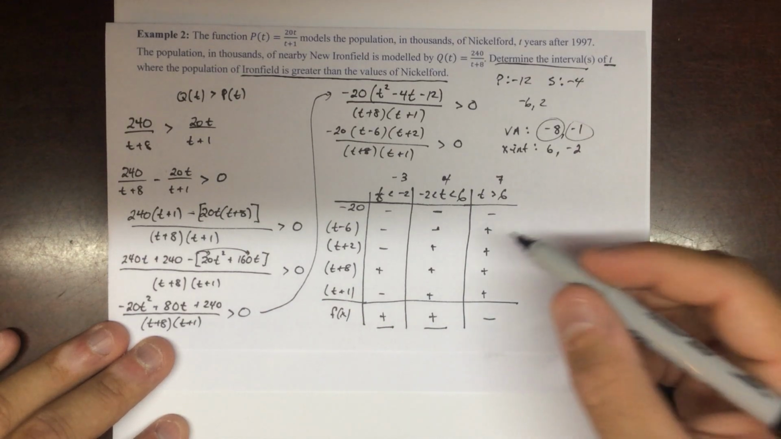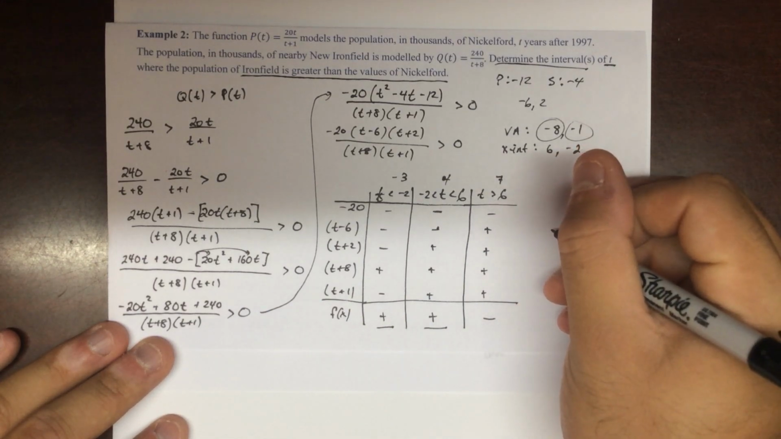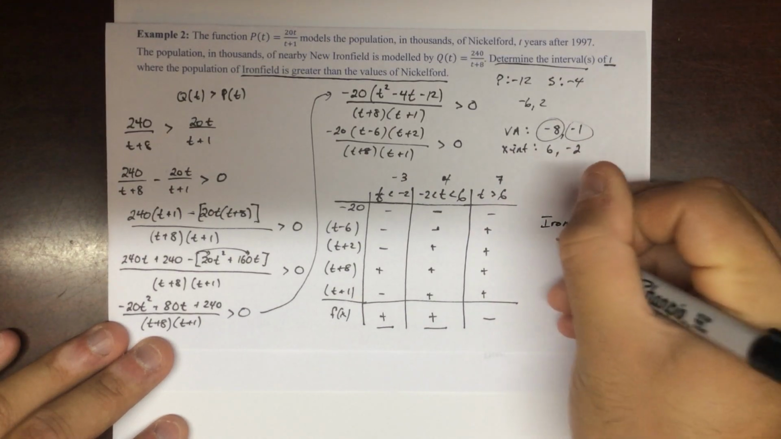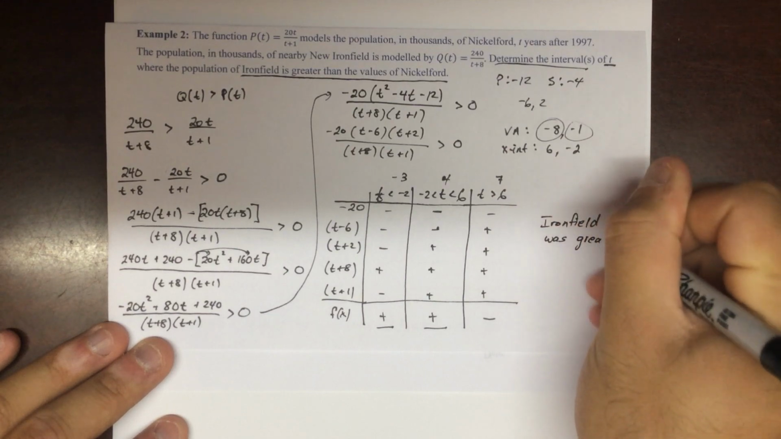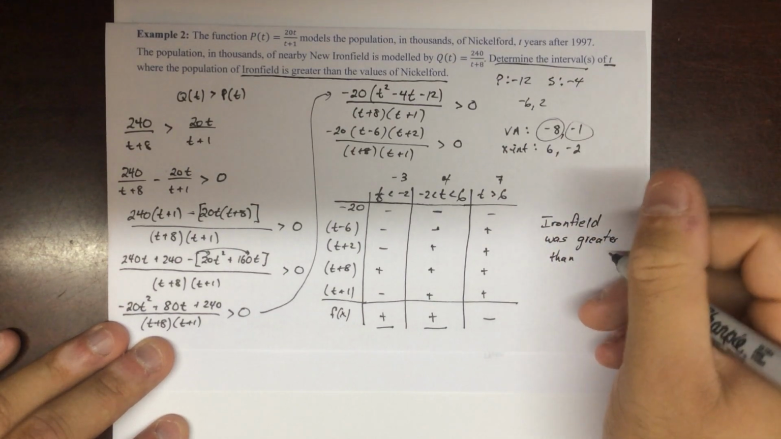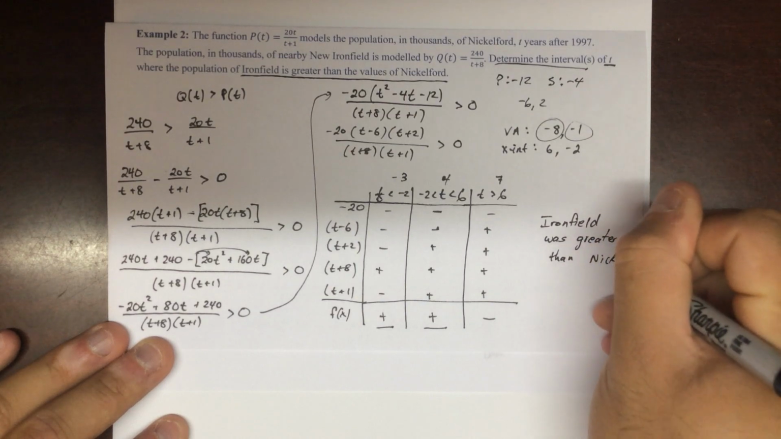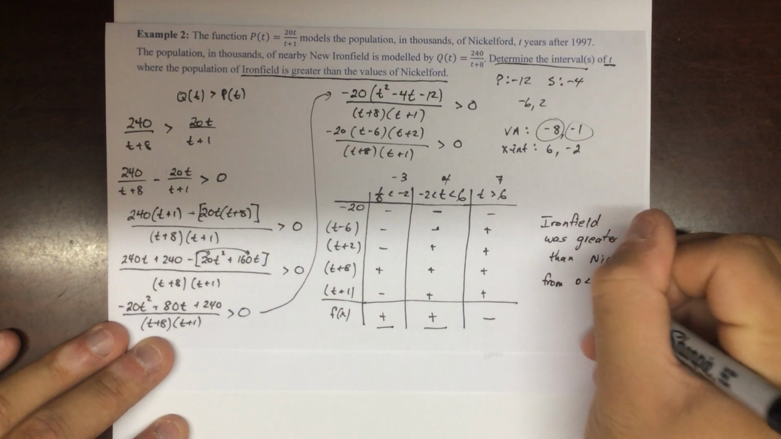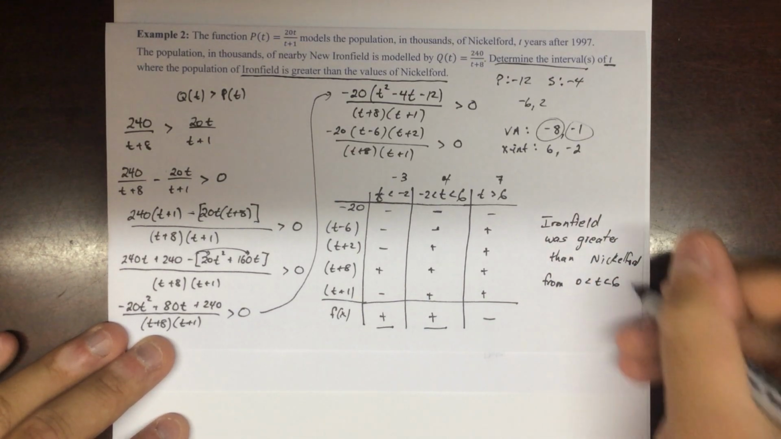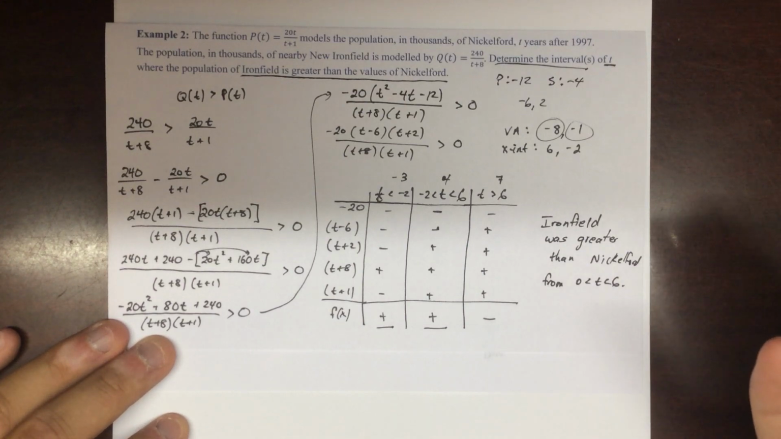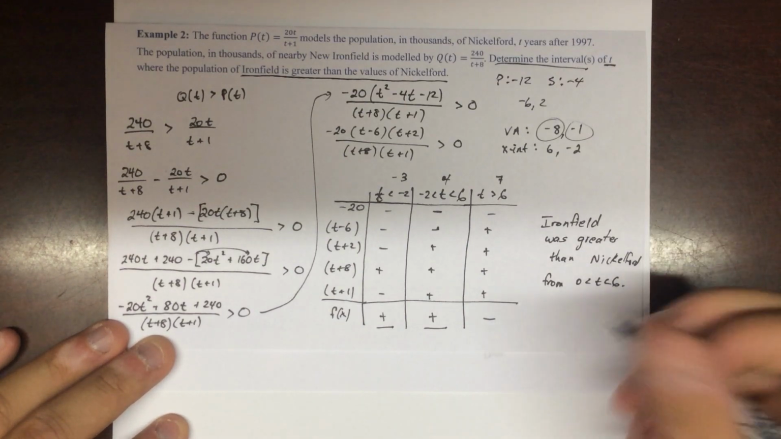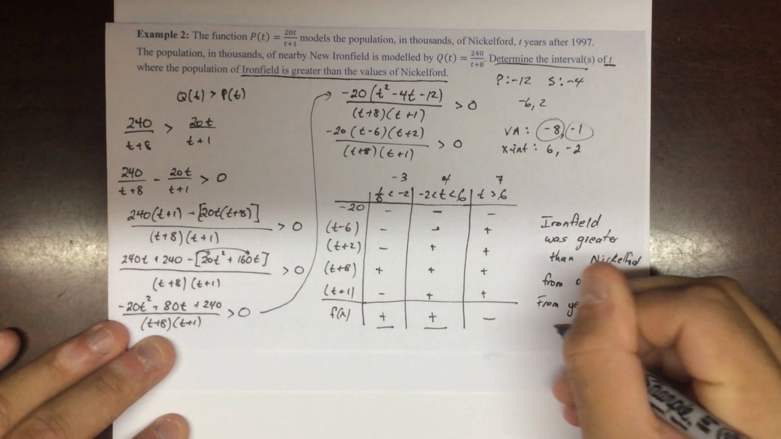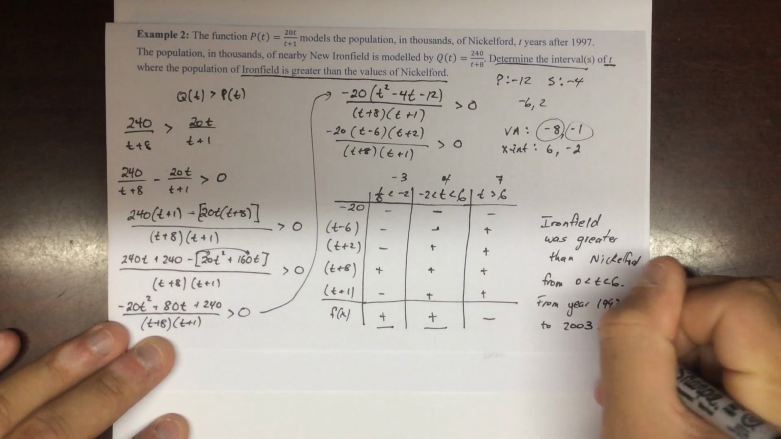Therefore, we are able to say that the population of Ironfield was greater than Nickelford from 0 to 6 for t, but to actually describe that in a way that makes sense for this question, from year 1997 to 2003.